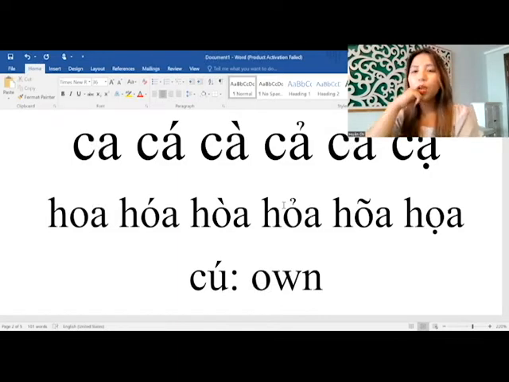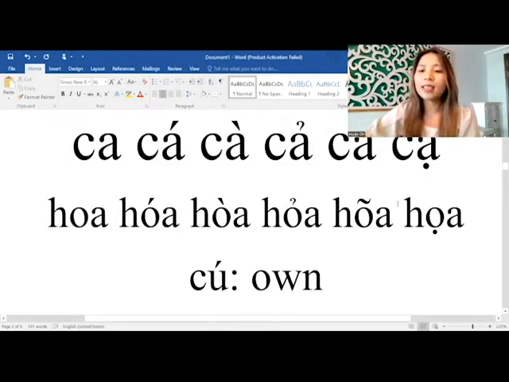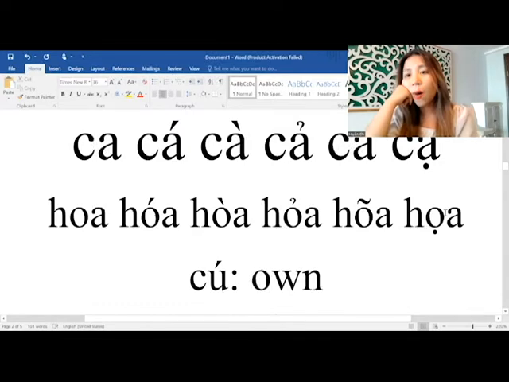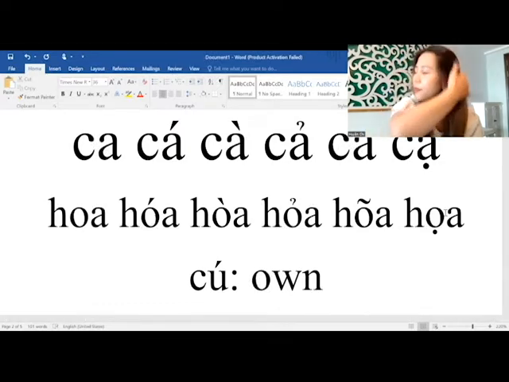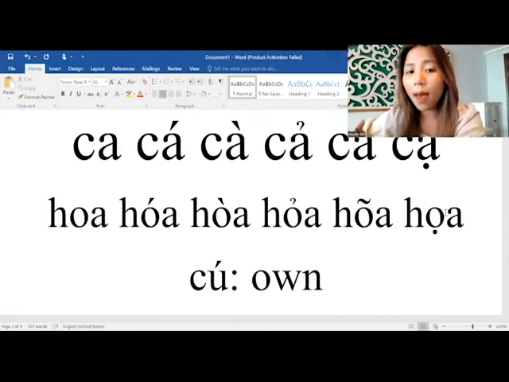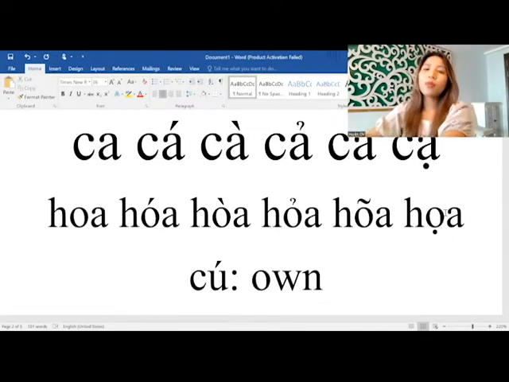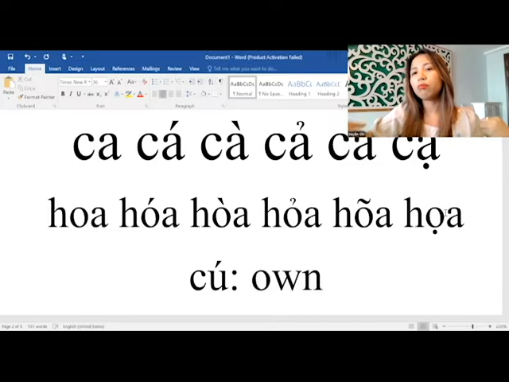For example, now look at this line. I'm saying, hóa. What tone is it? You tell me. So one more time. Hóa. What do you think? It is up tone. Hóa.